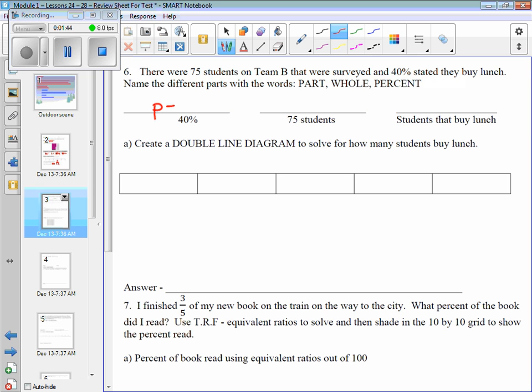40% is obviously the percent. 75 students is everybody, so that's the whole. And the part you're trying to find is the part. Okay, double line diagram. It doesn't matter whether you want to call the top line percent or the bottom line percent. We'll do bottom. And that's going to make the top students.